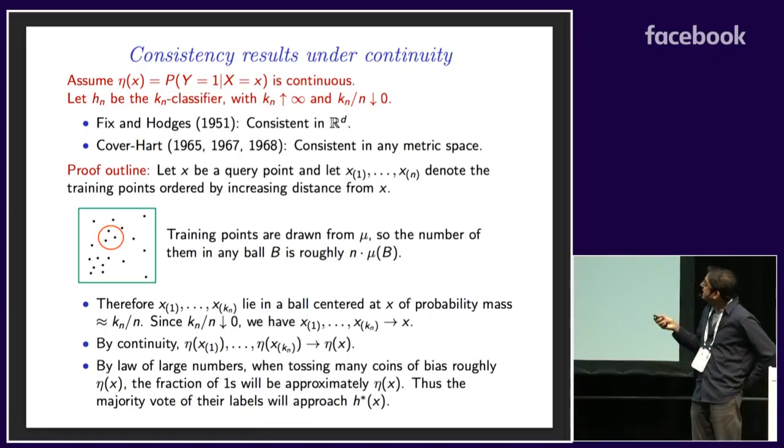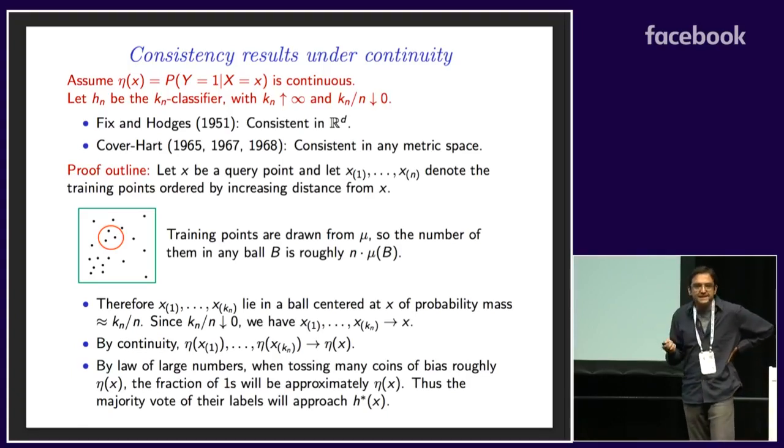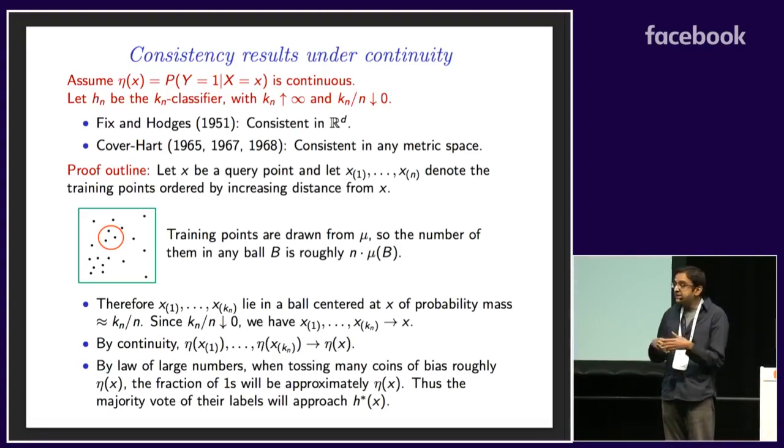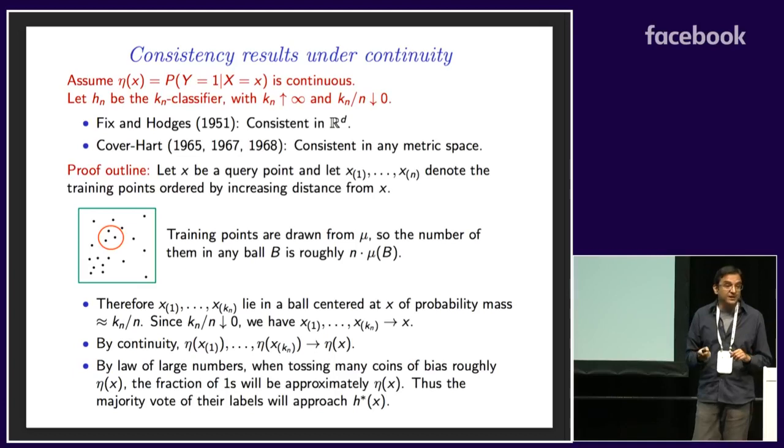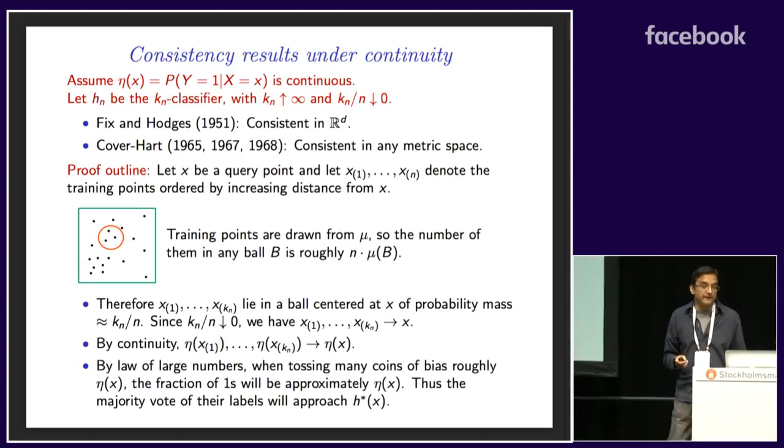Okay, so Samory went over this argument essentially from the 1960s that nearest neighbor is consistent in metric spaces provided this eta function is continuous. So this function, this conditional probability function, this coin toss probability, if it's continuous, if similar points close together have similar coin toss probabilities, then nearest neighbor is in fact consistent in metric spaces. And this was proved by Cover and Hart.